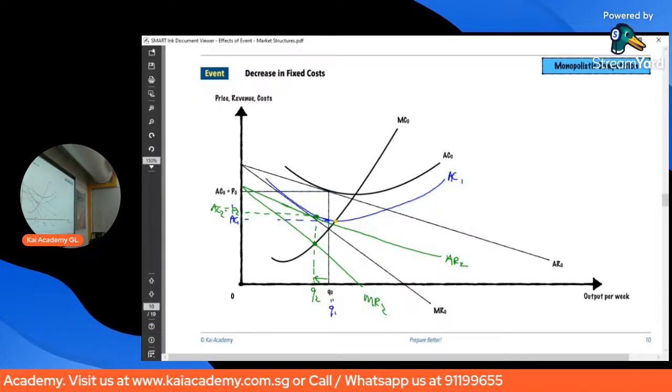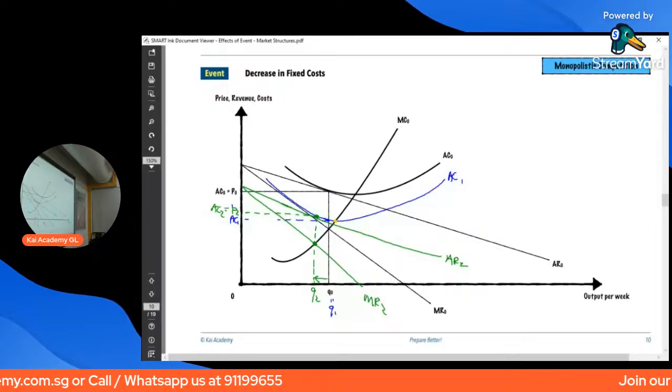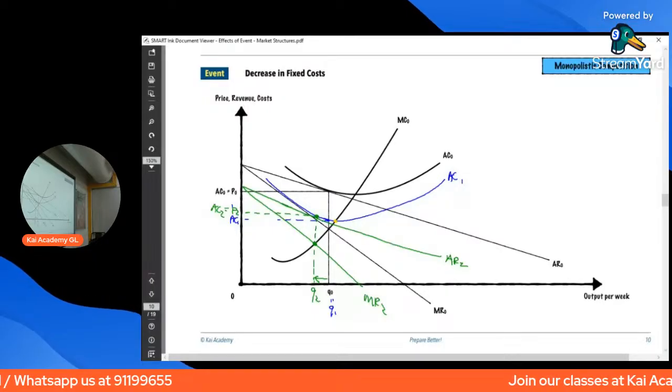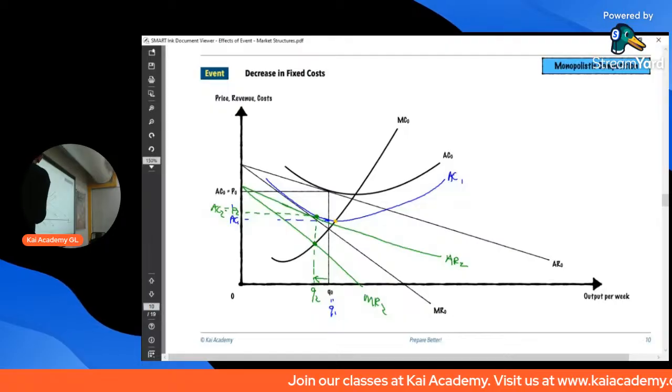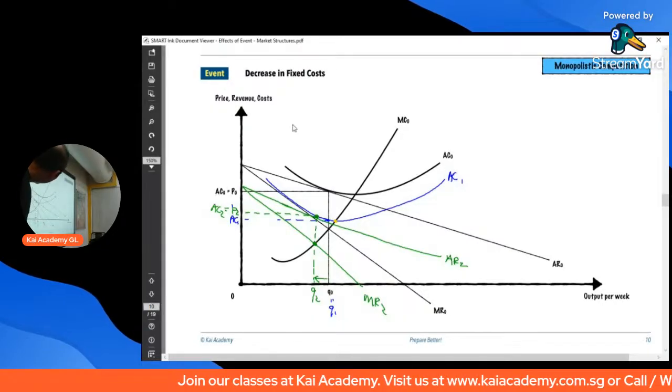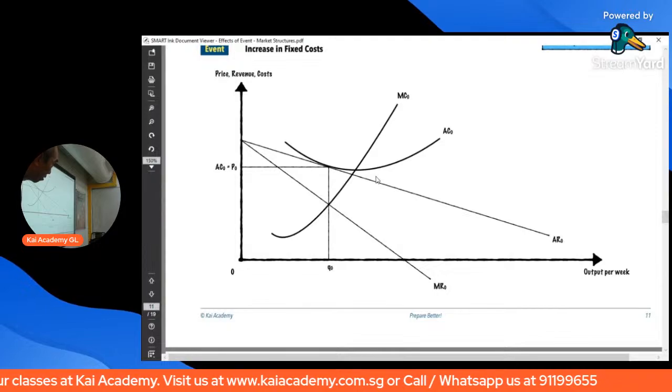So fixed cost, very, very easy to draw. Right? Fixed cost, really, really easy to draw. Fixed cost decrease, or then the increase is just the opposite. Right? So in order to save time, I am going to skip the increase in fixed cost. You practice on your own.